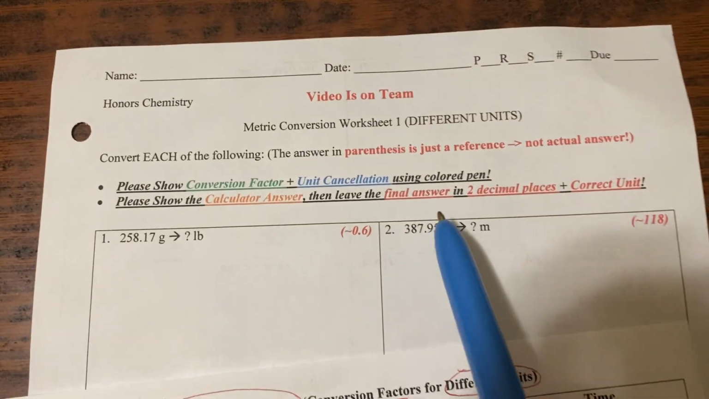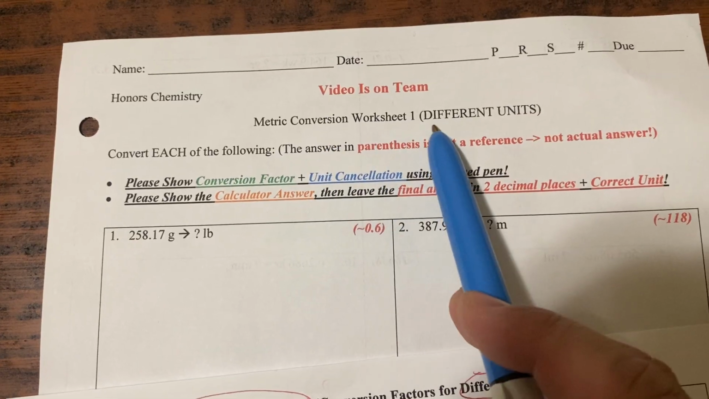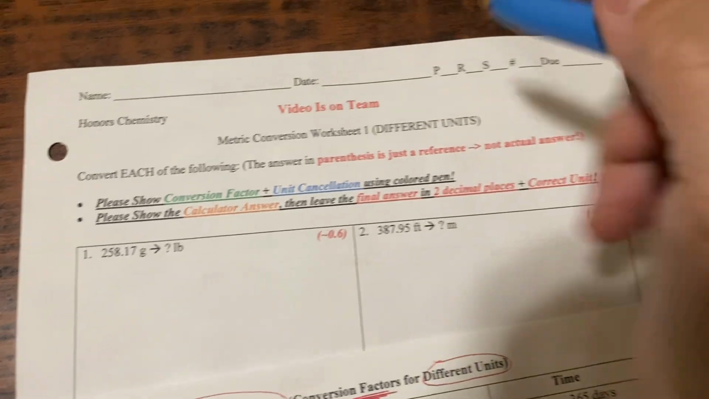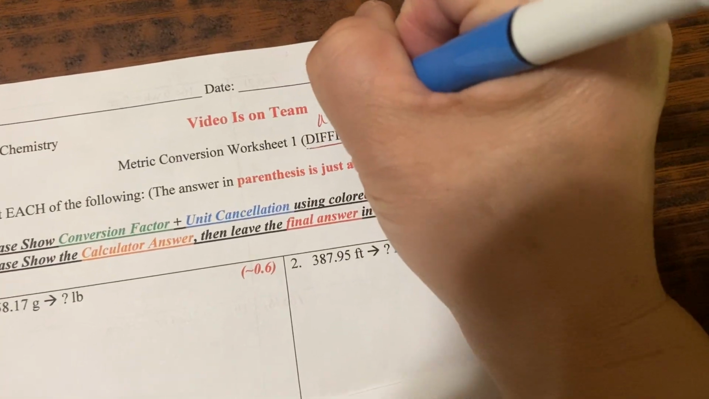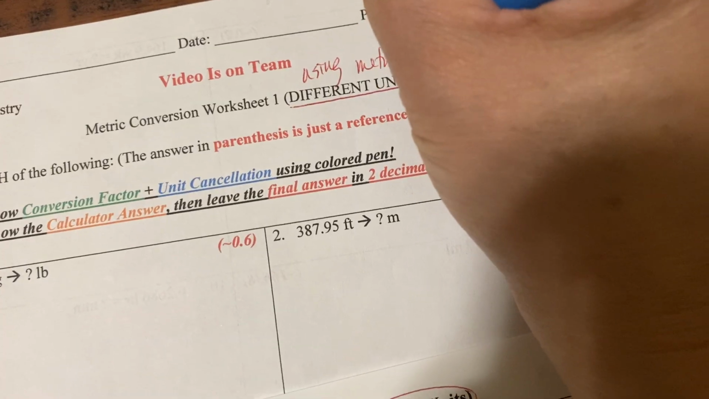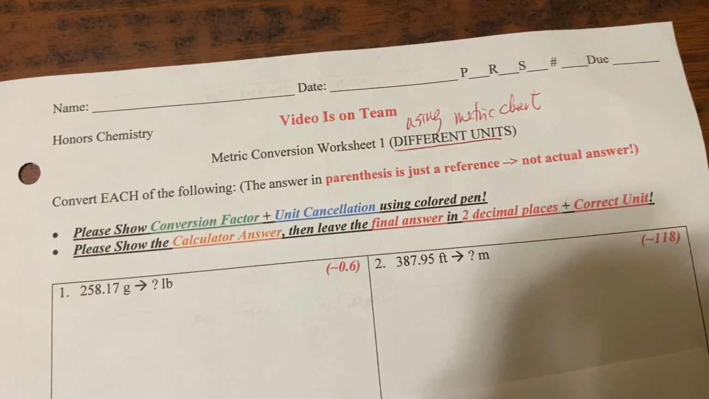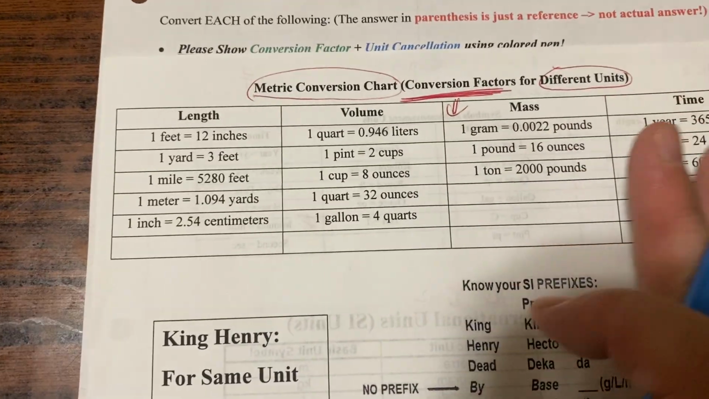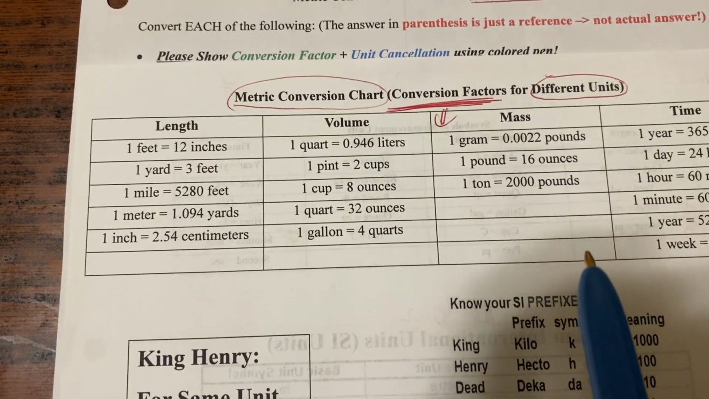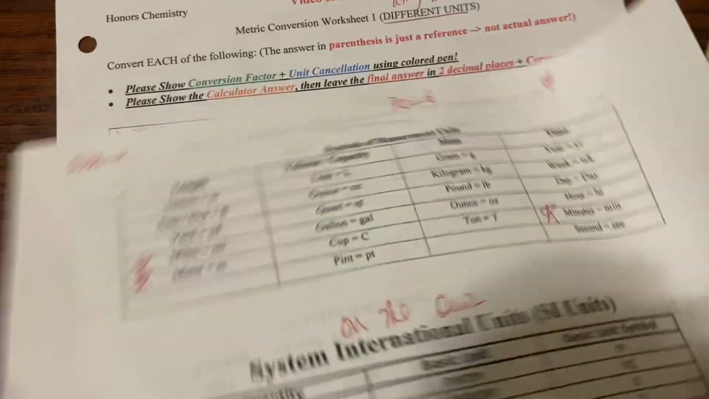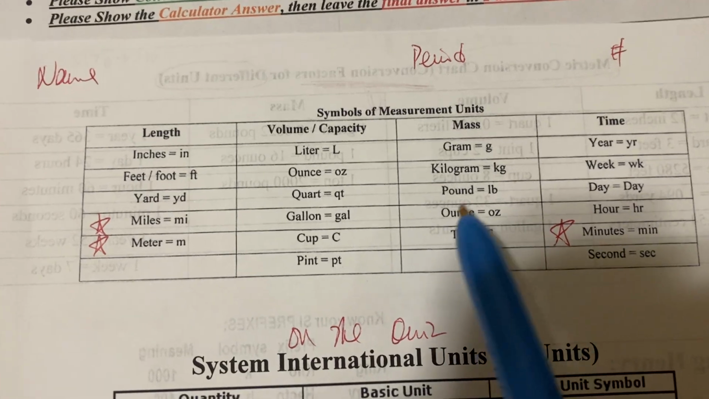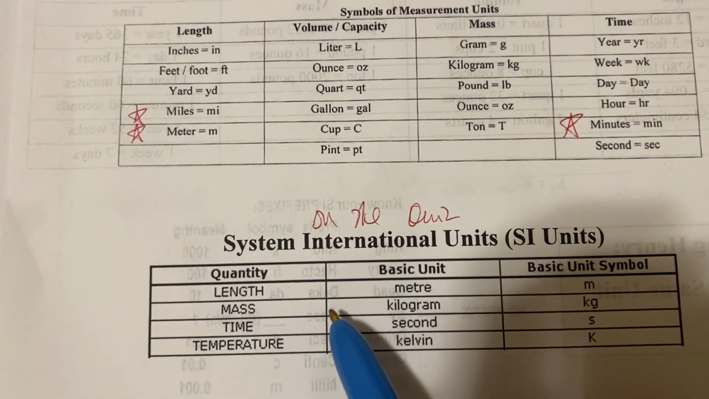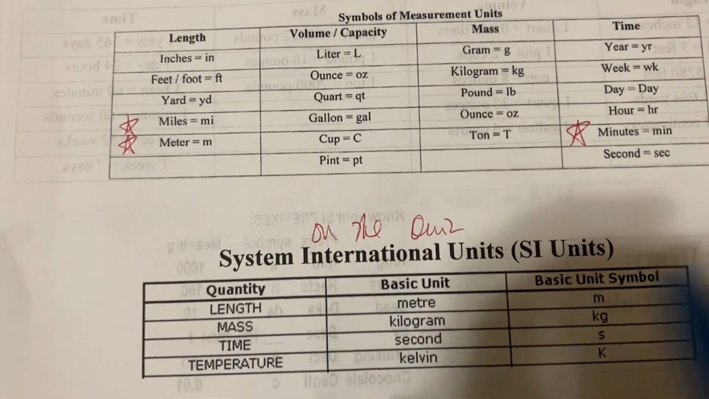Hi, in this video, I'm going to talk about metric conversion worksheet 1, different units. When we're dealing with different units, you want to make sure that you are using the metric chart. In this metric chart, I already told you in class that we will need to look at the abbreviations, the symbols for the units, and the SI units. The SI units will be on the quiz, including time, length, temperature, and mass.